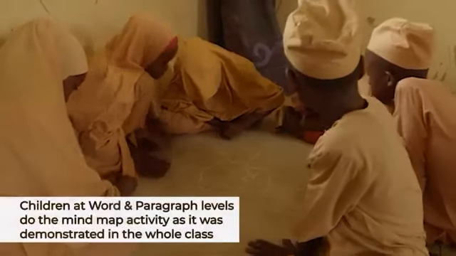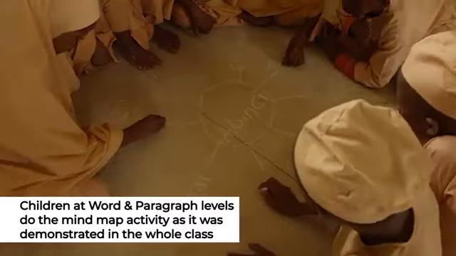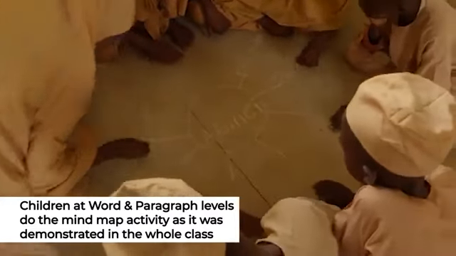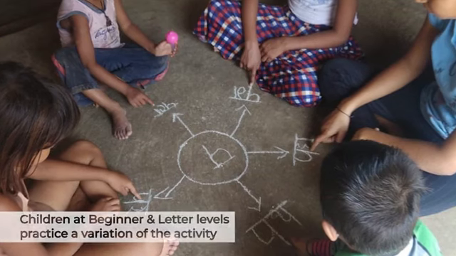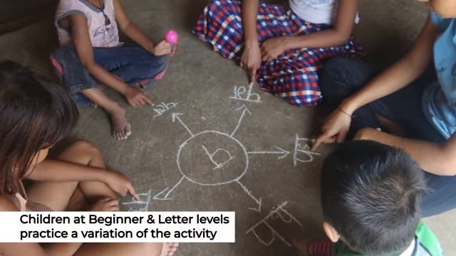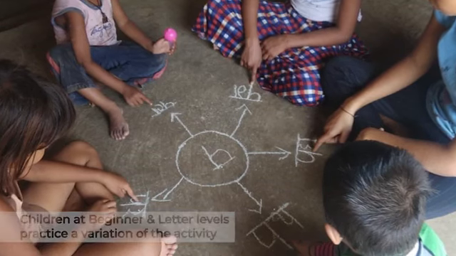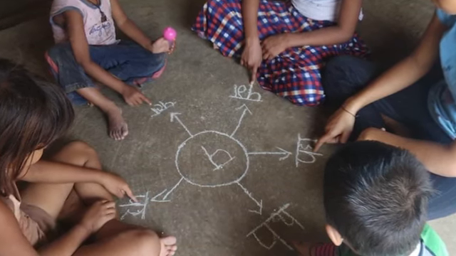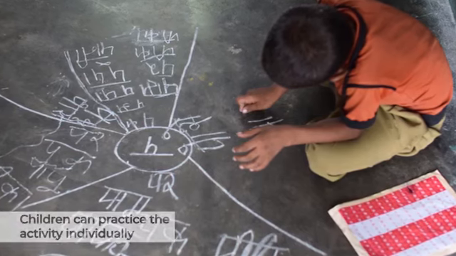For instance, children at the word and paragraph levels may sit together and do the mind map activity as it was demonstrated in the whole class. On the other hand, children at beginner and letter levels may sit together to practice a variation of the mind map activity which has been adapted to their needs. Children should also practice the activity individually.